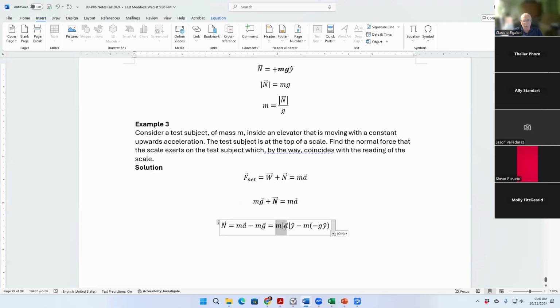Acceleration is upwards. Consequently, the sign of this term must be positive. M magnitude a, positive, and I'm going to emphasize that the sign is positive. This negative sign here arose because we passed the mg to the other side. It has nothing to do with the sign of g. What has to do with the sign of g is this part right here. Because the acceleration of gravity is downwards, we write that down as minus g y hat.